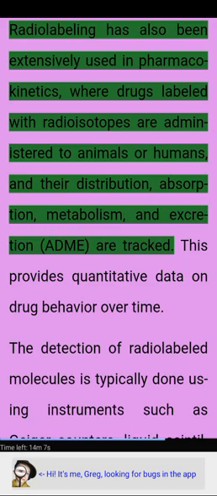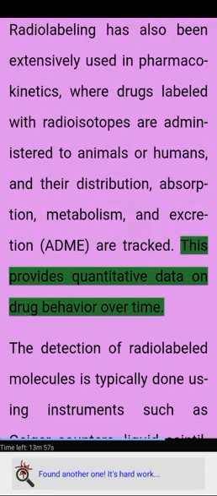Radiolabeling has also been extensively used in pharmacokinetics, where drugs labeled with radioisotopes are administered to animals or humans, and their distribution, absorption, metabolism, and excretion (ADME) are tracked. This provides quantitative data on drug behavior over time.